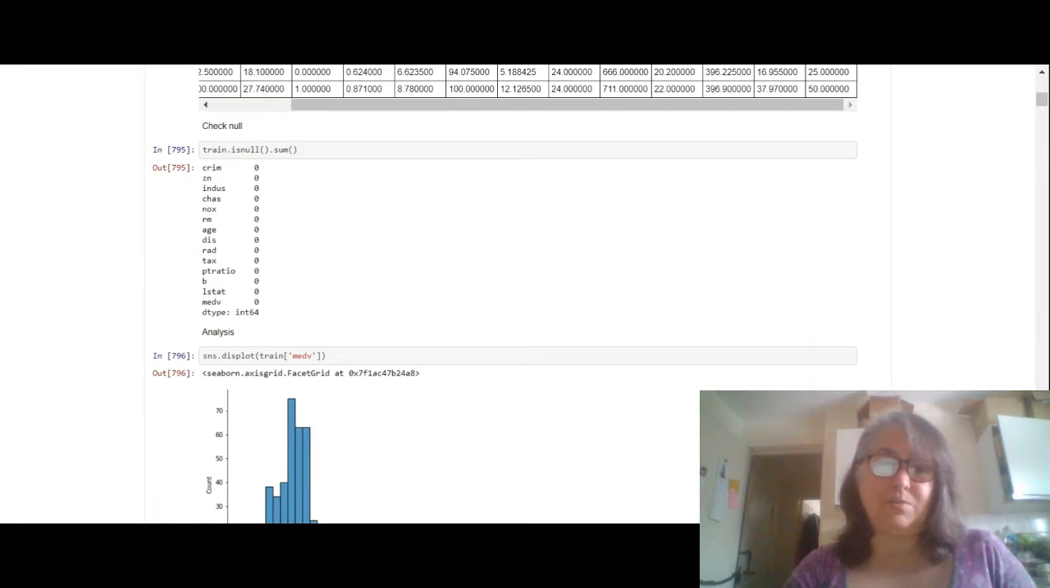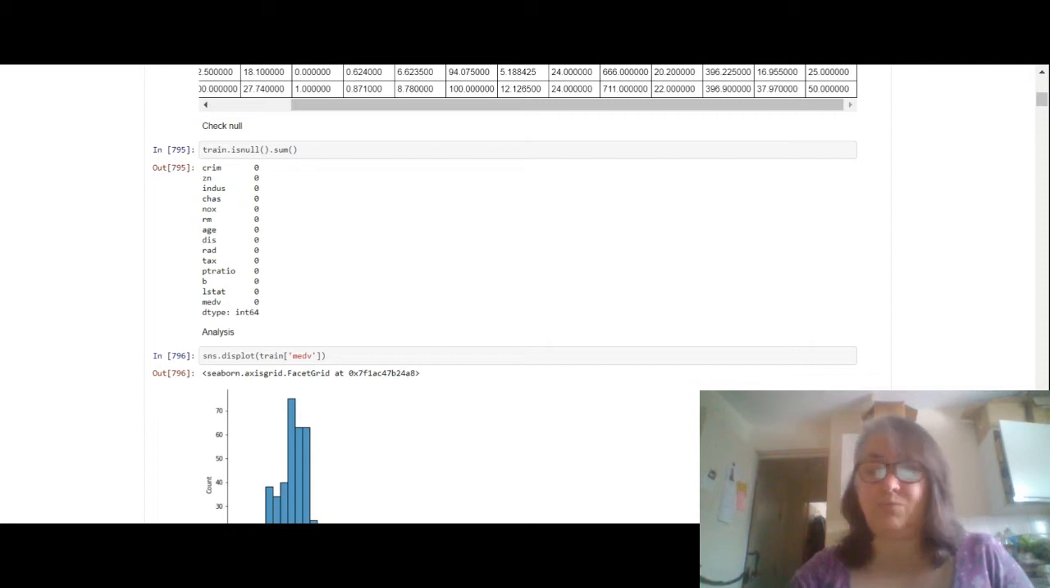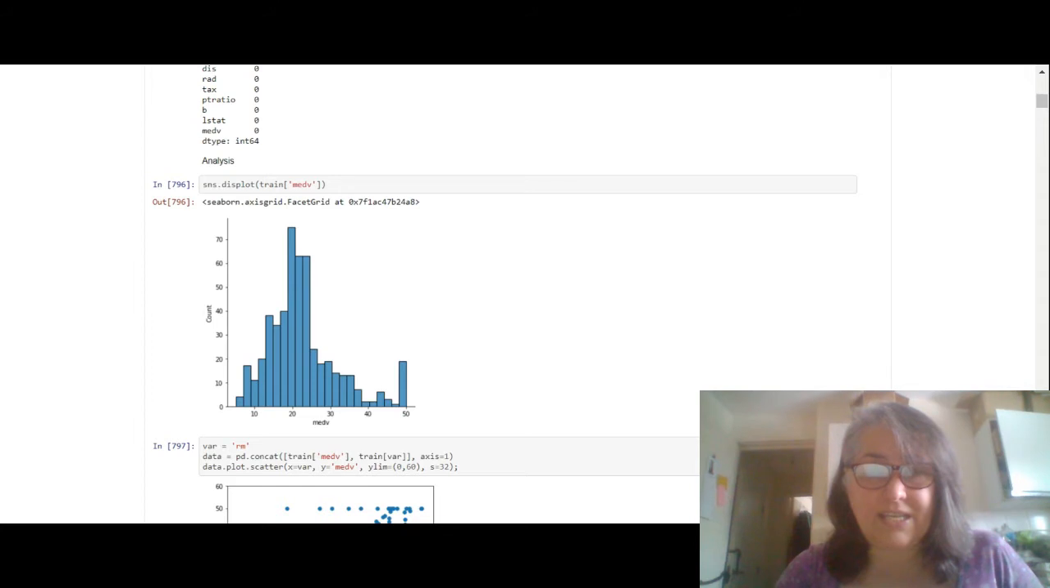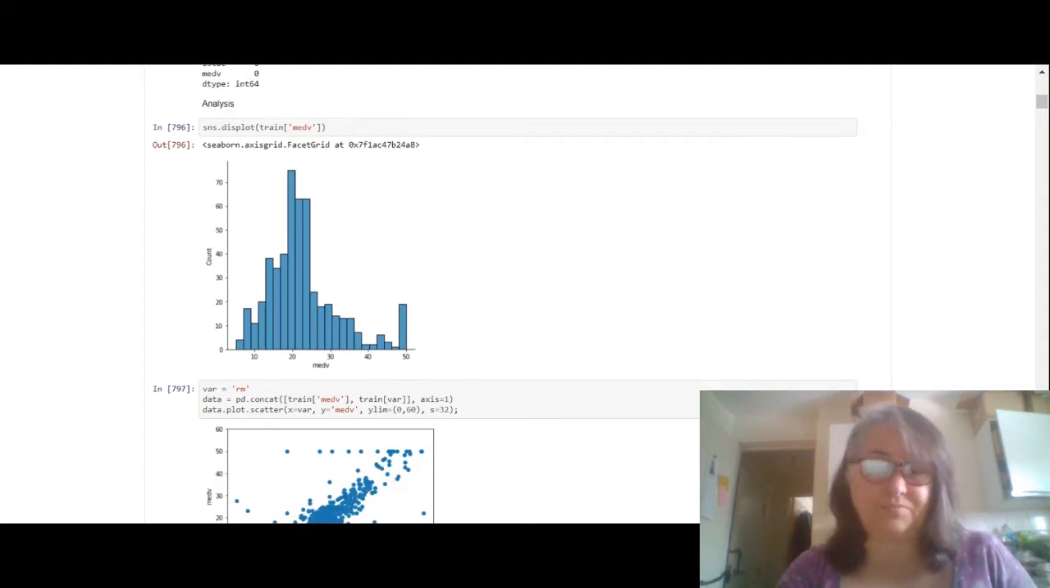So the next thing we're going to do is check for null values. In this instance, there are not any null values, which is good because that means you don't have anything to impute. And now we're going to do a dist plot of MEDV, that's your median value, so you can see what the median values are. The most common values are just before 20, and then you've got some values that are 50, and then some other values that are really low.